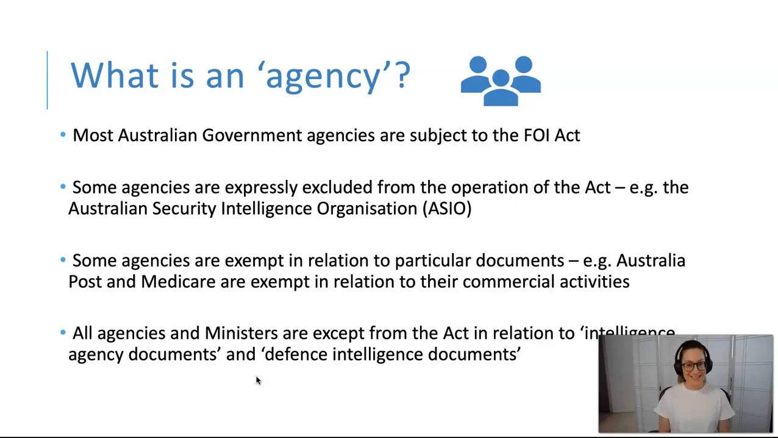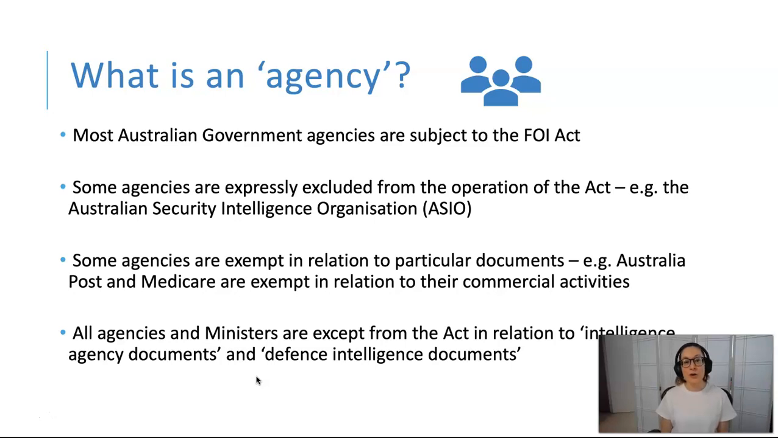What is an agency? This is mostly common sense. It will be most Australian government agencies. Again, under the Federal Act, we're looking at federal government agencies. Some agencies, though, are expressly excluded. One important one is the Australian Security Intelligence Organisation, or ASIO. This is our national security organisation, so that is exempt from the Act.